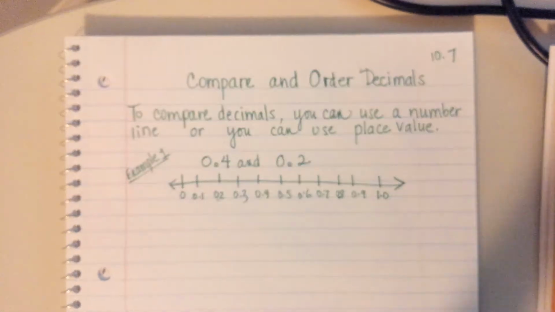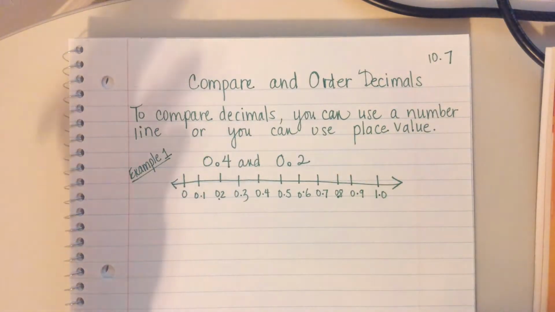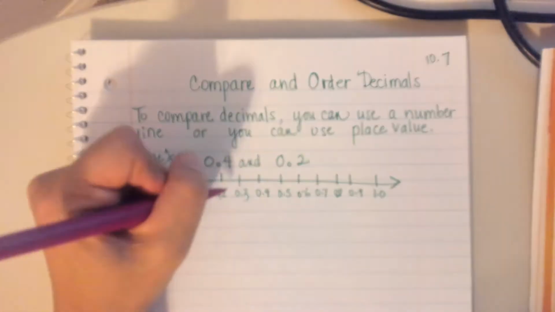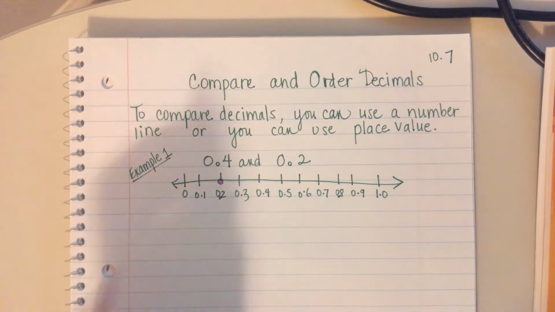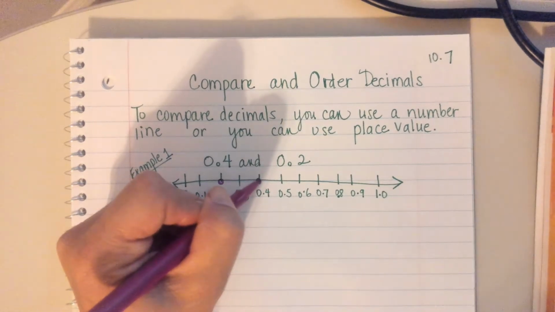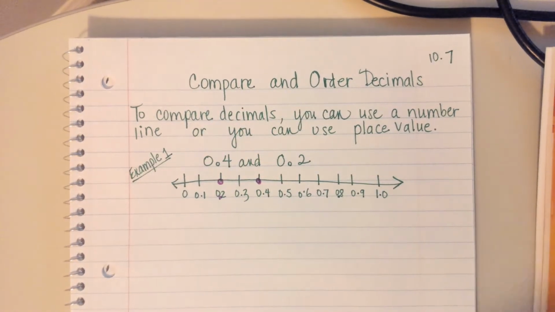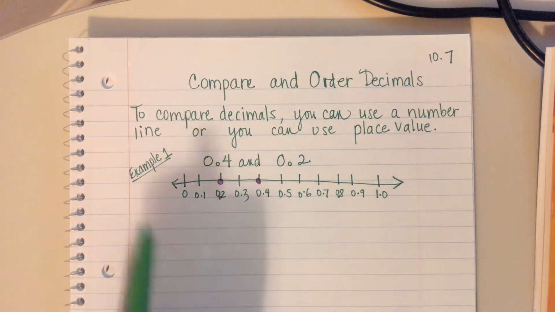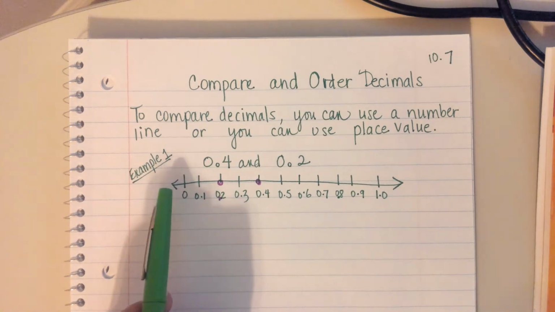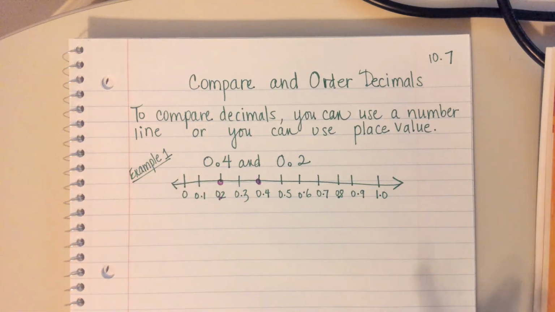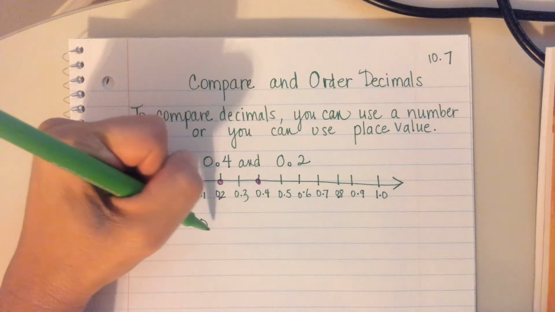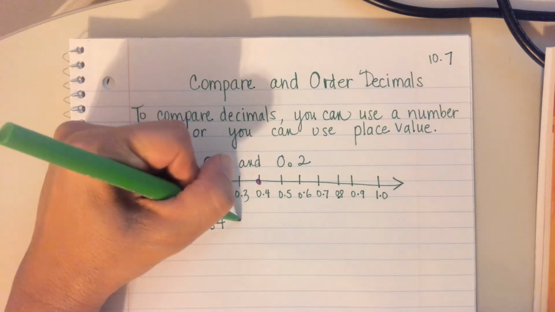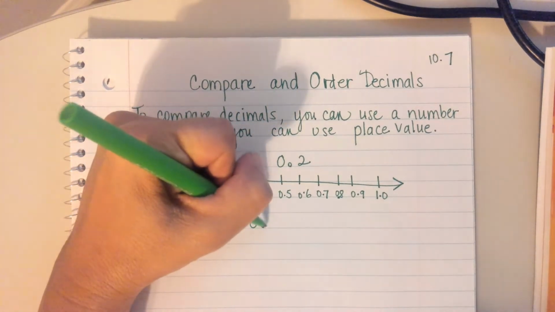Okay, all you need to do is graph 2/10, came across that one first, and 4/10, and the closest one to 0, or the one that's closest to the left, is less. So 4/10 is greater than 2/10.